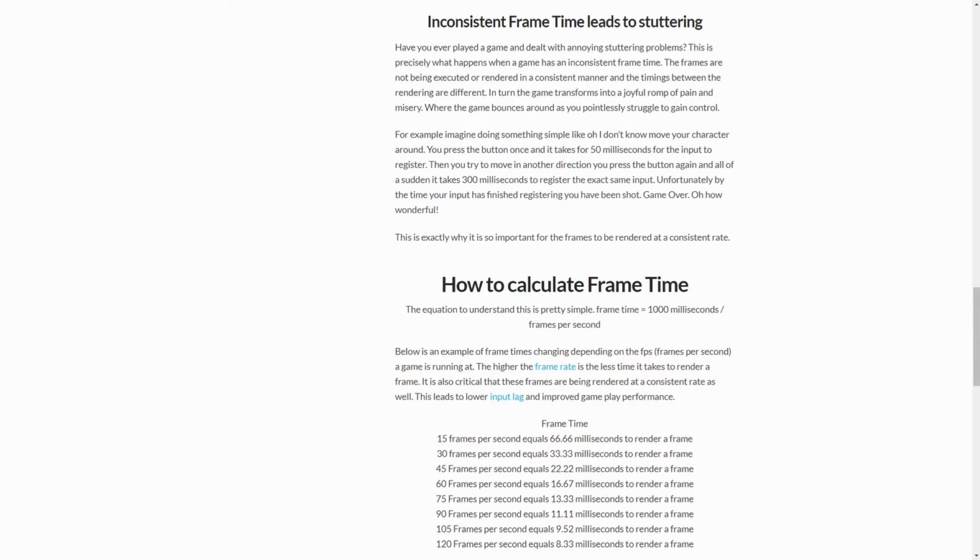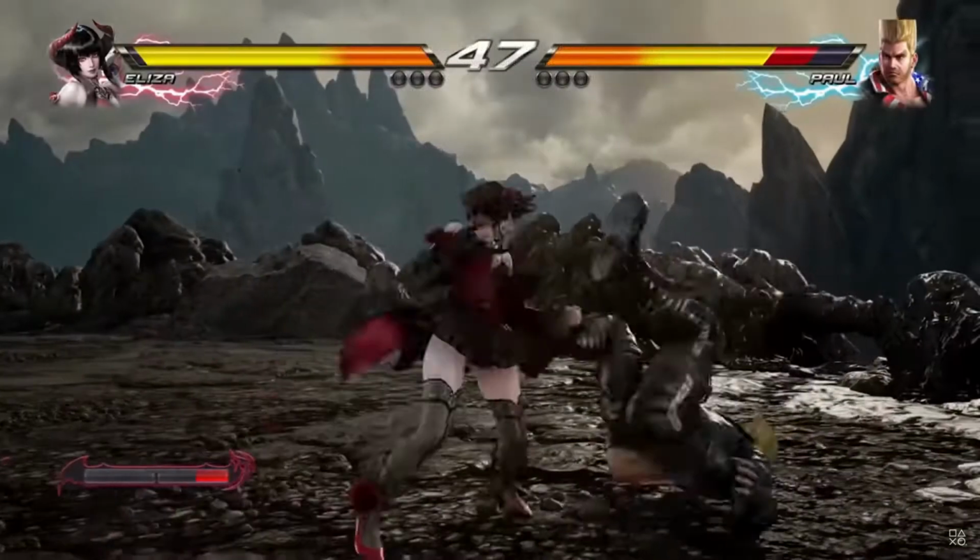Theoretically, if there's no input lag from any other parts of the system except for the frame time, then 60 FPS means a max input delay of 16.7 milliseconds, and 120 FPS means a max input delay of 8.3 milliseconds. This would mean more FPS is equal to less input delay, but that's not always the case.